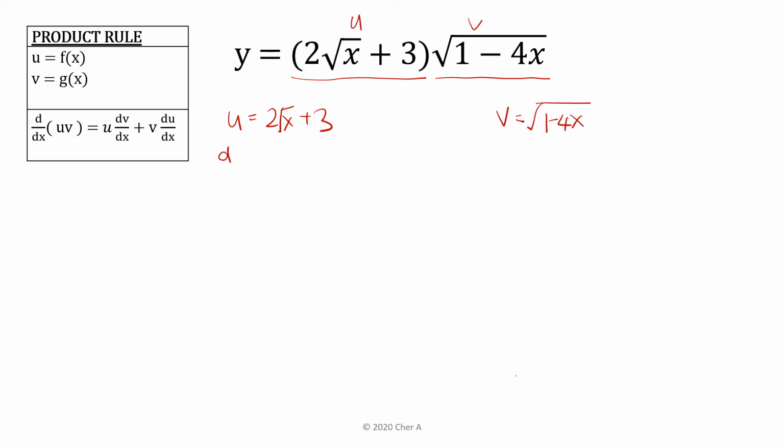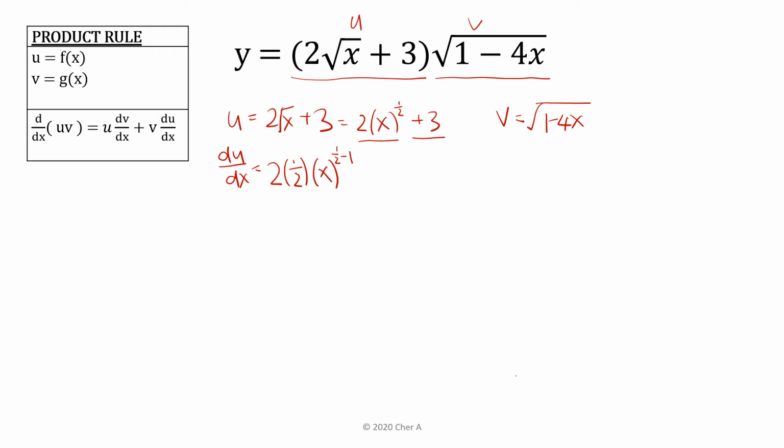Now let's differentiate u first. Before I differentiate, I would like to change my square root x to power half, just to make things easier for me. So I'm going to differentiate this using the power rule and the constant multiple rule. So the constant remains. I'll bring down my power. My x remains, and my new power is half minus 1. Okay, and then when I differentiate the 3, I'm just not going to get anything.